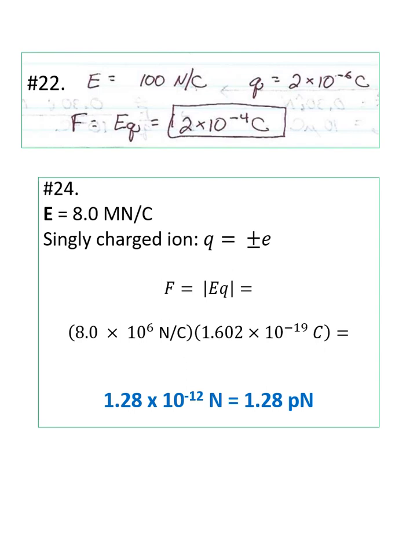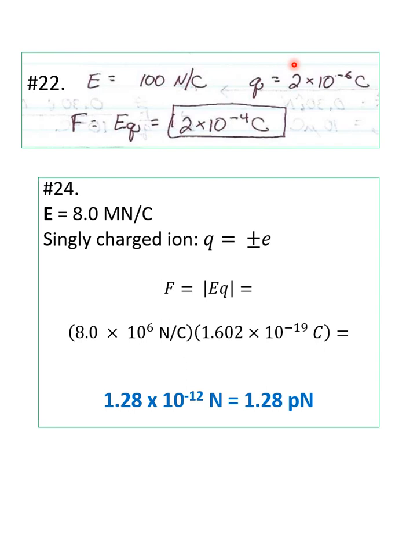As we finish up this section, let's look at 2 very simple problems in the back of the book. They're simple because you only have the one equation coming out of this section. Number 22 says, find the magnitude of the electric force on a 2 microcoulomb charge in a 100 Newton per Coulomb electric field. So here I've written out the given information. Electric field is 100 newtons per coulomb, and the charge is 2 times 10 to the negative 6 coulombs.